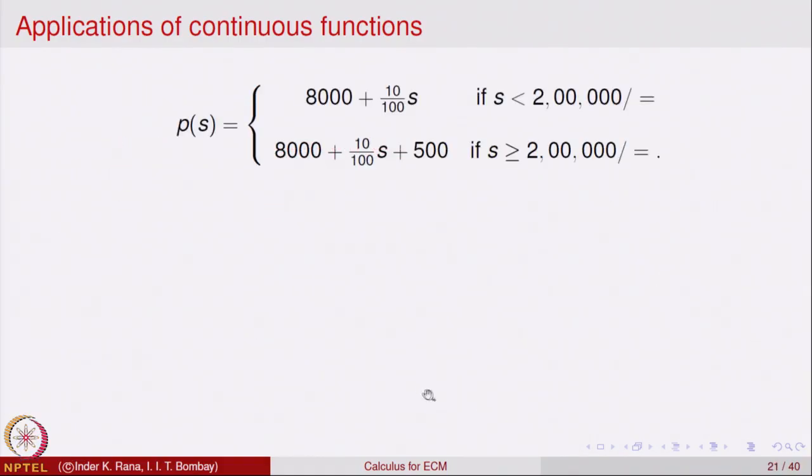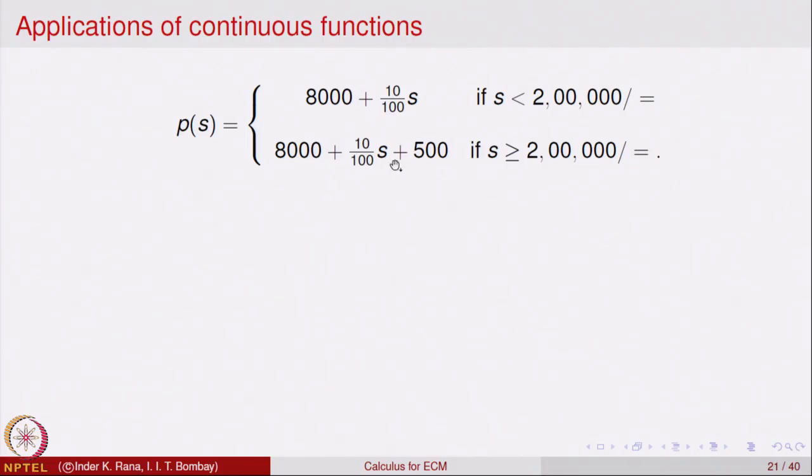Then his total take home will be, if his sale is less than 2 lakh, 8,000 plus 10% of the sales, let us call sales S. So, his take home depends on the sales he makes. So, 8,000 plus 10% of S, that is his take home. If it is greater than or equal to 2 lakh, as soon as he crosses sales of 2 lakh, he gets 500 extra.